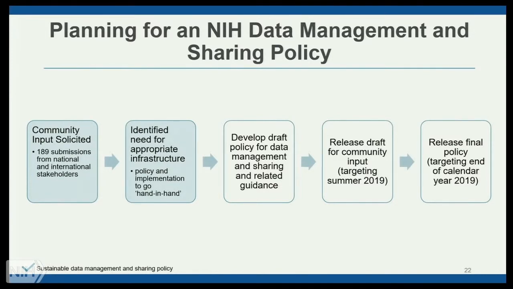One of the top elements that floated up was the fact that policy and implementation do need to go hand in hand. So we're thinking very carefully about when we develop a policy, do we have the right infrastructure available in order to make that policy implementable? We're drafting that draft policy. It will be released for community input this summer, and you will be able to weigh in on the policy. We hope to release the final policy at the end of 2019.